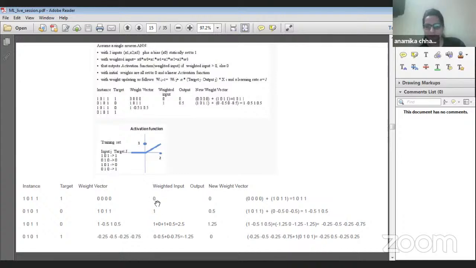Okay, weighted input is 0. So if weighted input is 0, then output is 0. Let's compare it with the target. It's not matching, and the difference is 1 minus 0, that is 1.